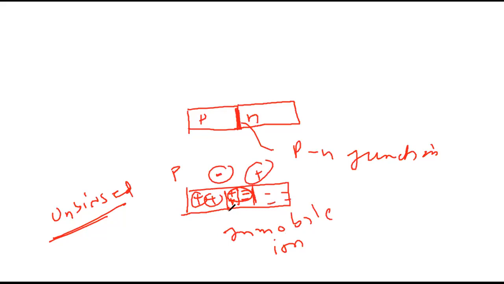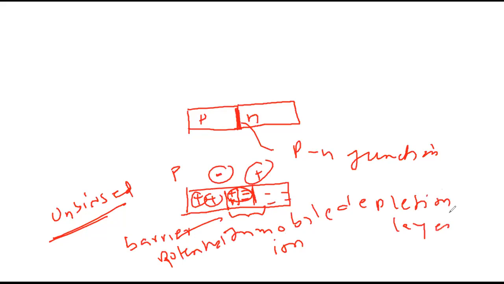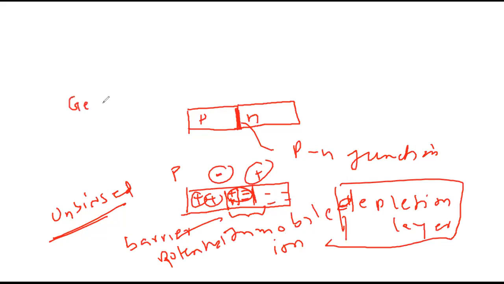Thus, the potential developed at the junction due to this losing of positive and negative is called barrier potential. And the layer obtained is called the depletion layer. Now, for germanium, barrier potential is found as 0.3 volt and for silicon 0.7 volt.